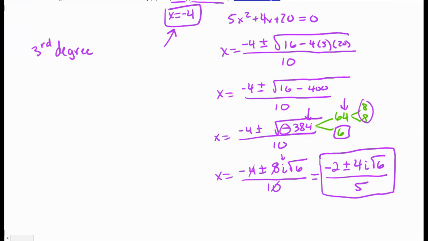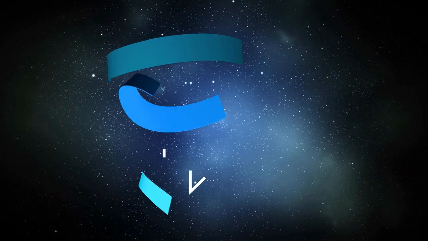Remember, my first answer was -4. Then I have -2 plus 4i root 6 over 5 and -2 minus 4i root 6 over 5. So third degree gives me 3 answers.